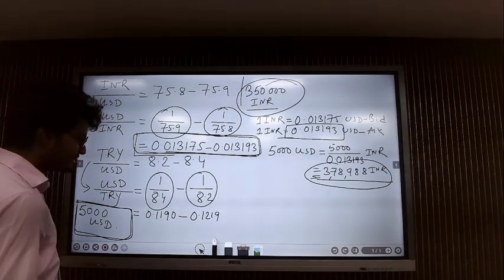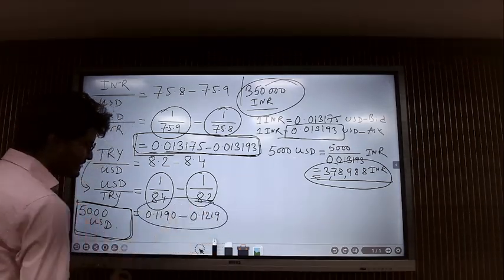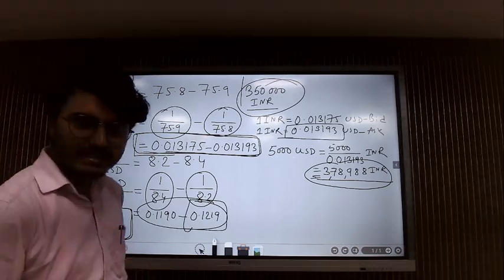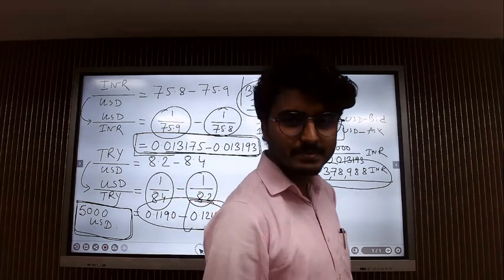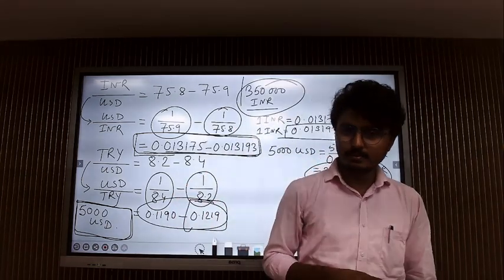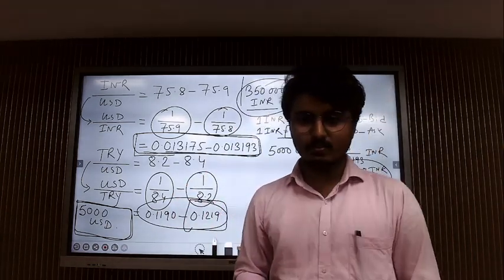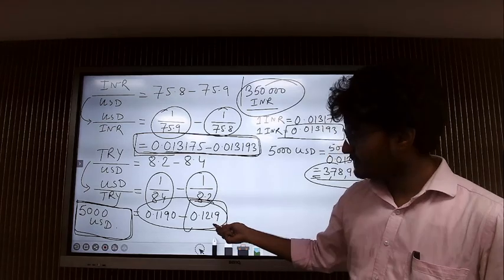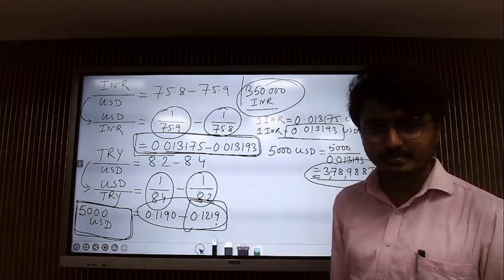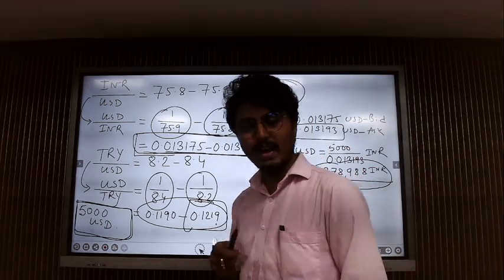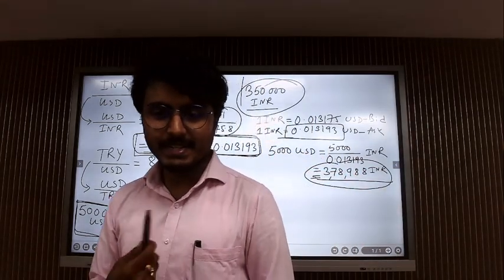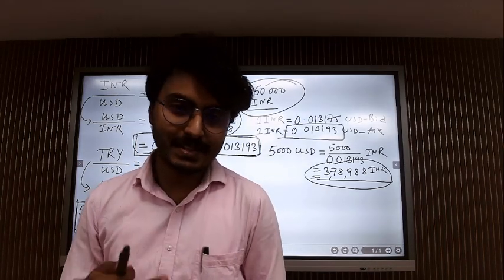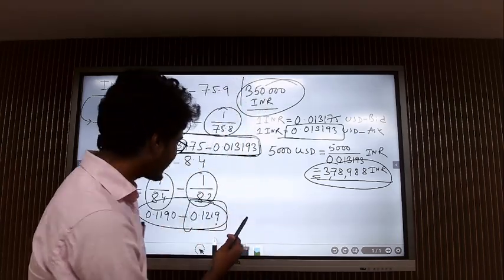On the other hand, for the TRY, the ask rate will be applicable, because the US citizen wants to buy the TRY, Turkish lira. If he wants to buy the TRY, the seller sells the TRY, then the ask rate will be applicable. So just calculate.